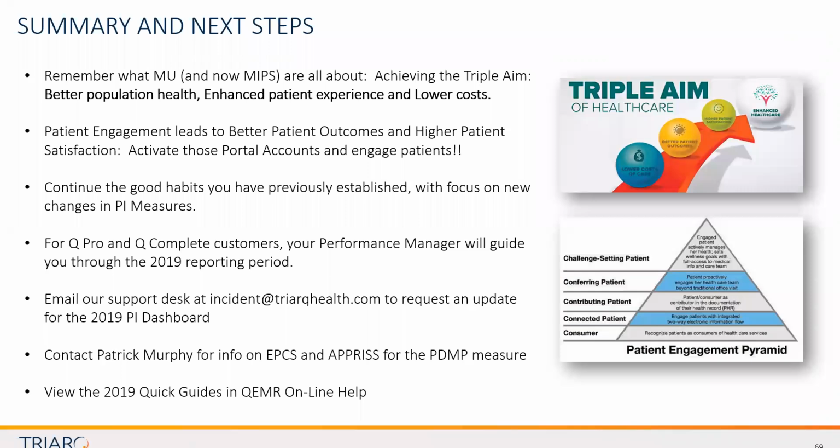For our Q Pro and Q Complete customers, your performance manager is here to guide you through this. We would like you to email the support desk to request an update for the new PI dashboard if you don't already have it, and it will have the 2 new measures, all the workflows that are baked in for PDMP and the opioid agreement letter. And if you are interested in APRIS or Dr. First for the PDMP integration, contact Patrick Murphy. And last but not least, the quick guides are in QEMR Online Help, and as Sarah said at the beginning of the hour, they will be on Q College.